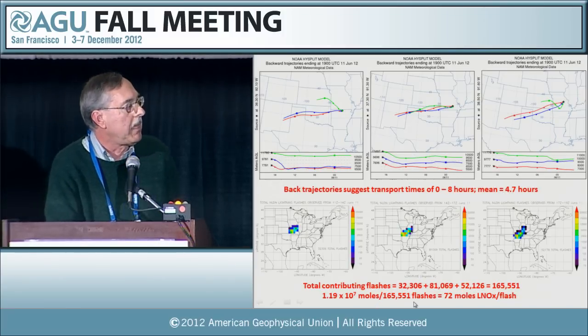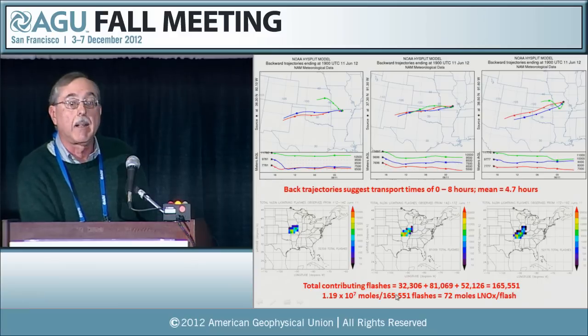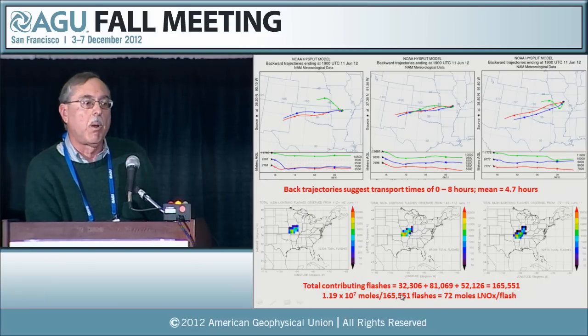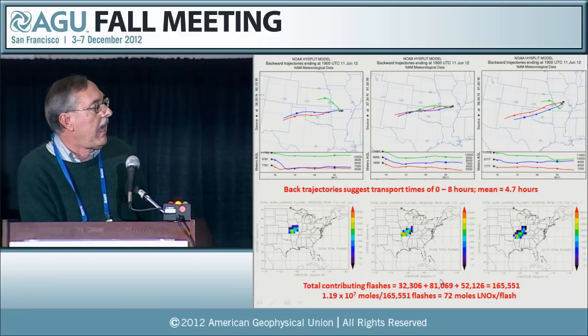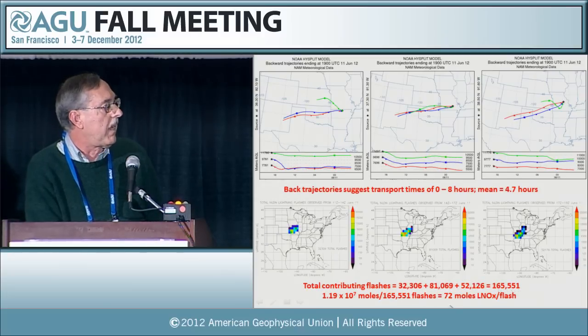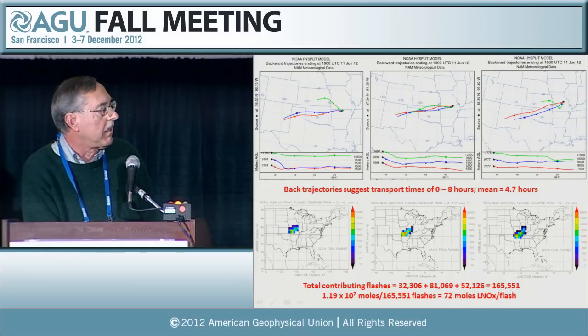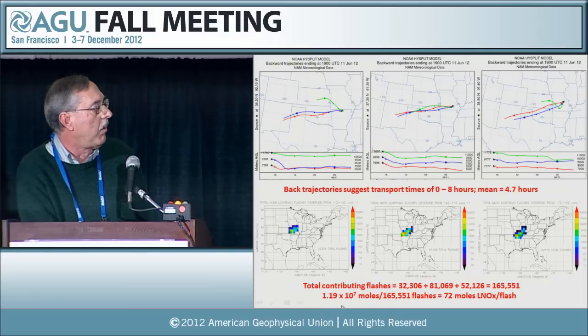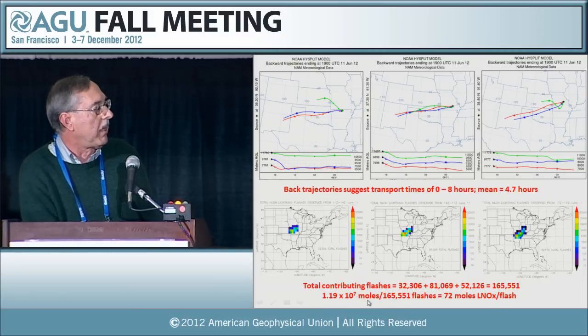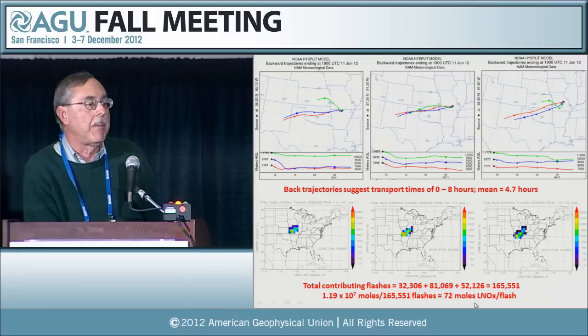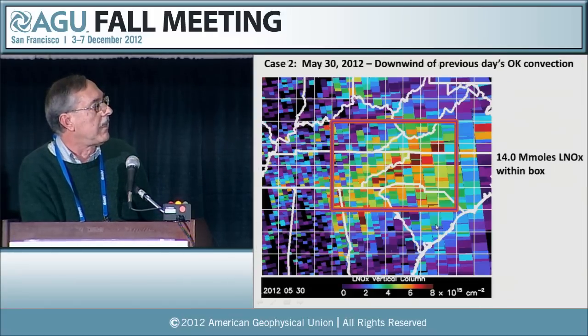And we counted up, this is based on NLDN flashes at this point, since we don't have the LMA flash counts yet. And so we have over 165,000 flashes, and we take those number of moles that we get from the satellite, and we're getting about 72 moles per flash in this case.